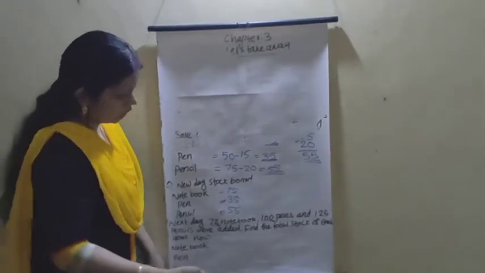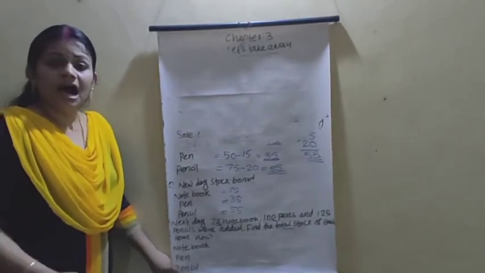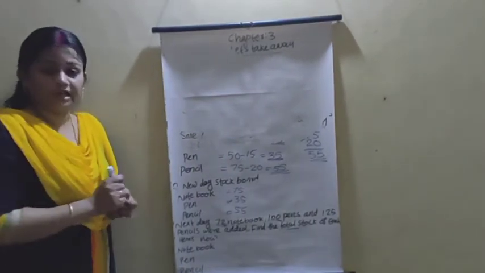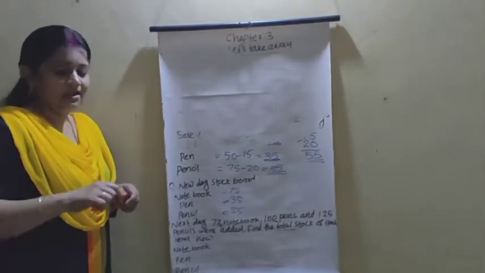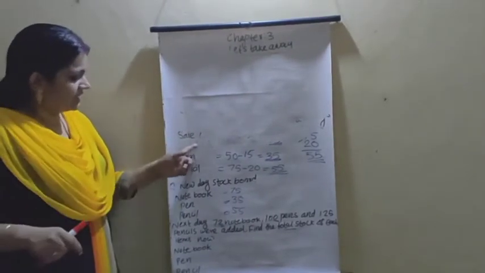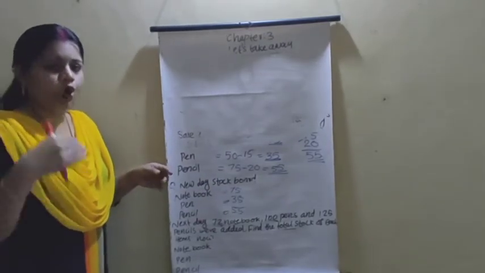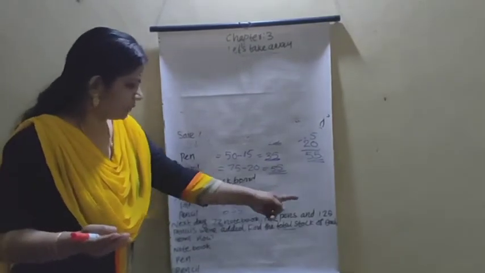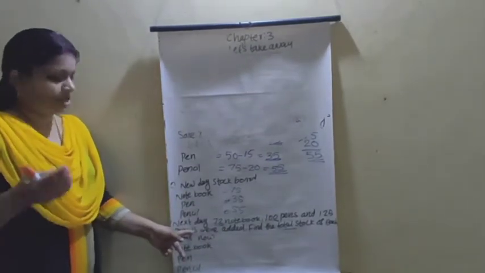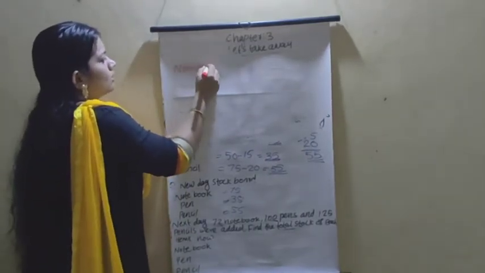You see this word, total. This word is given, what will we do? We do the addition or subtraction. How to find out the total? We do the addition. The next day stock is given. The next day the school store bought 72 notebooks, 100 pens and 125 pencils. So we find out the total notebooks.